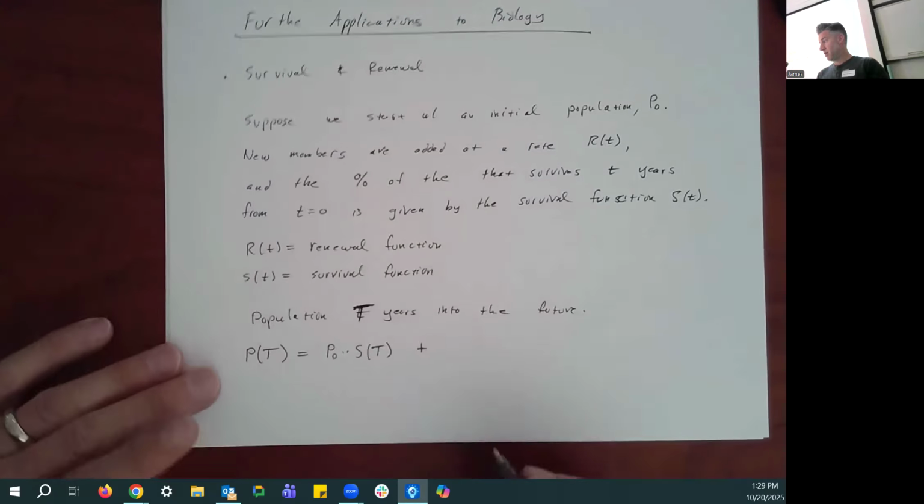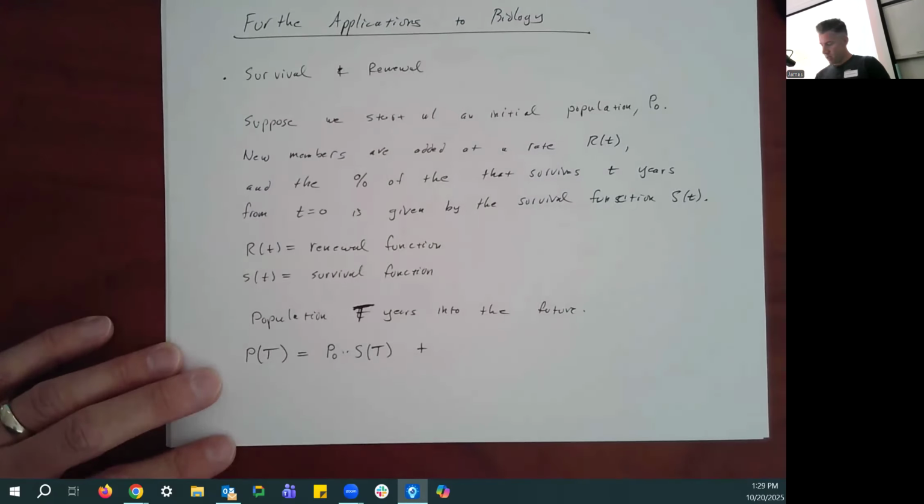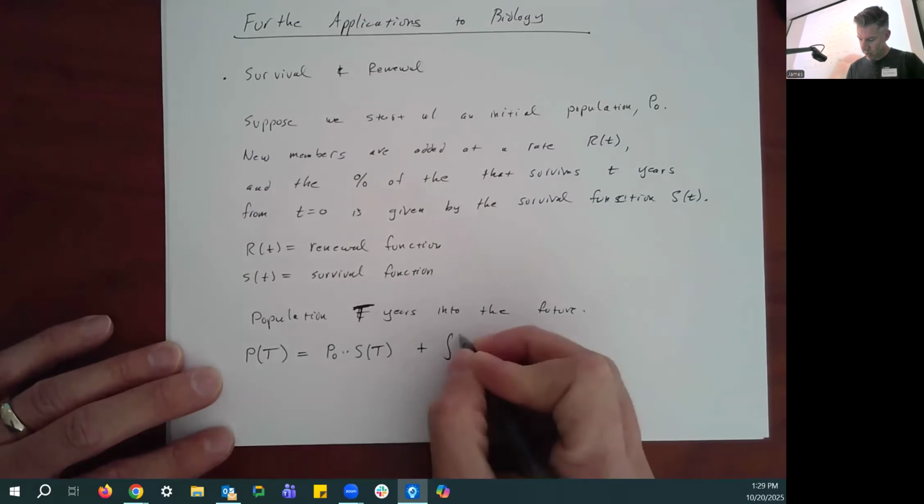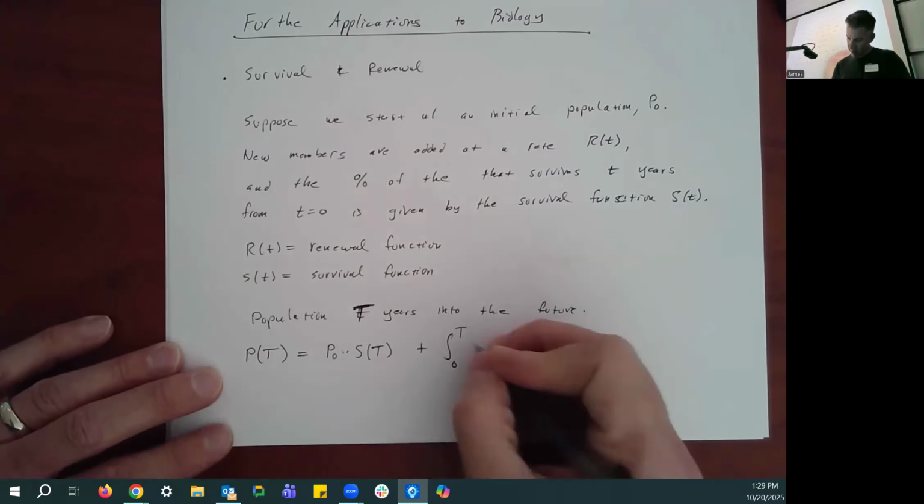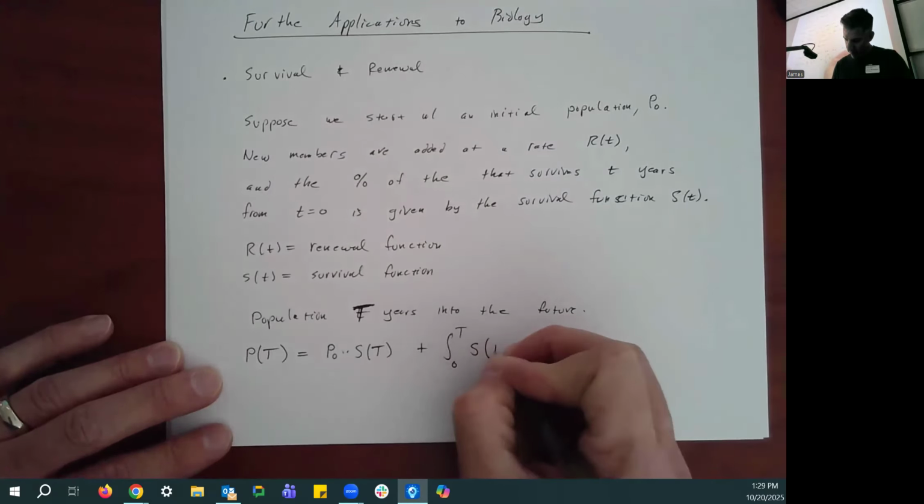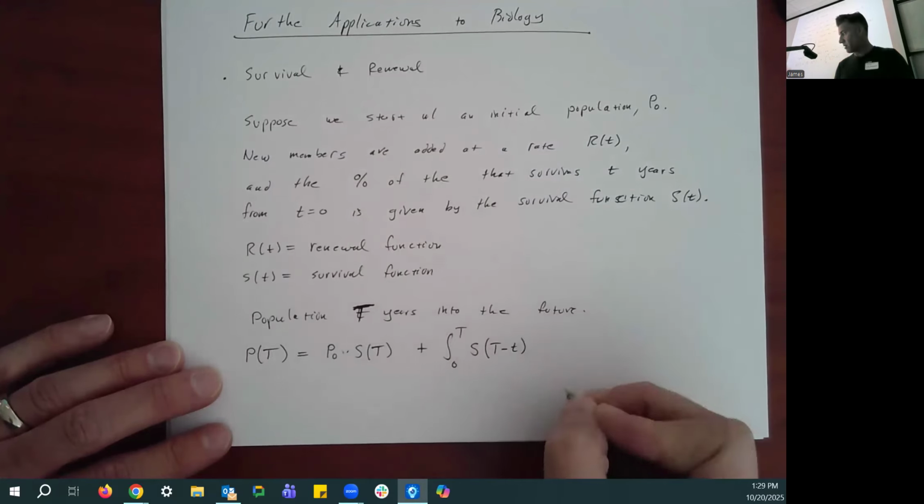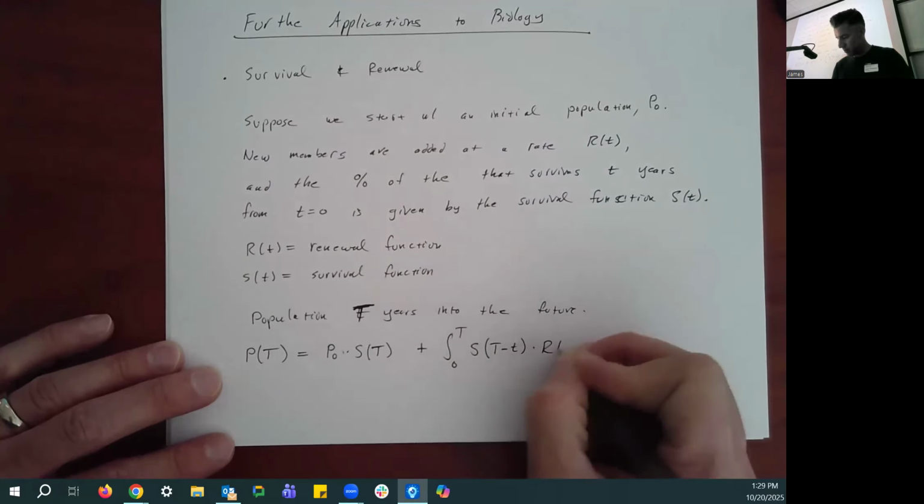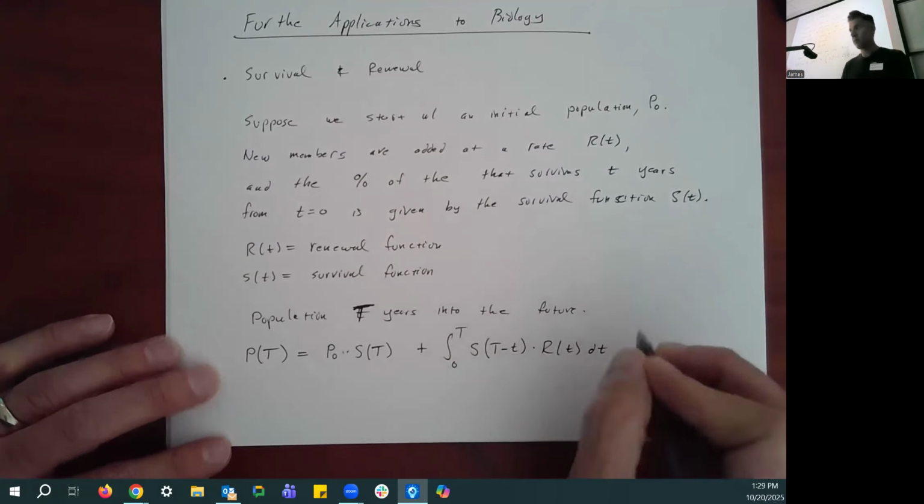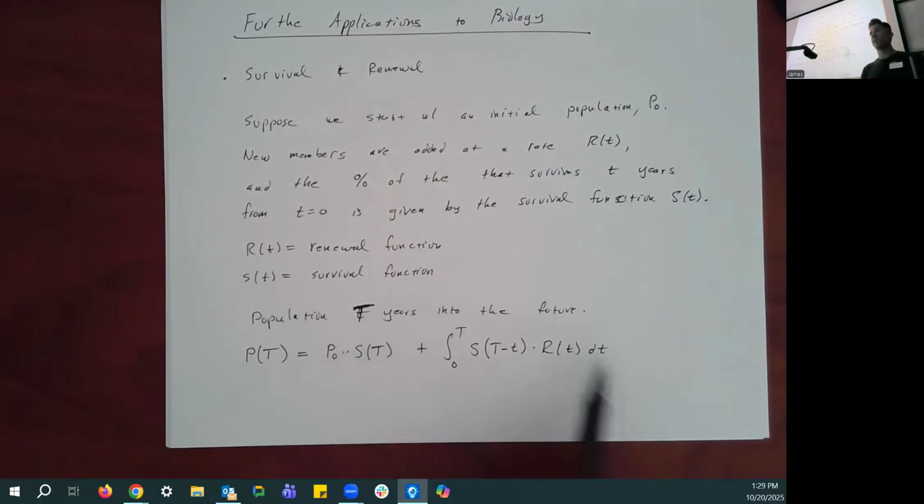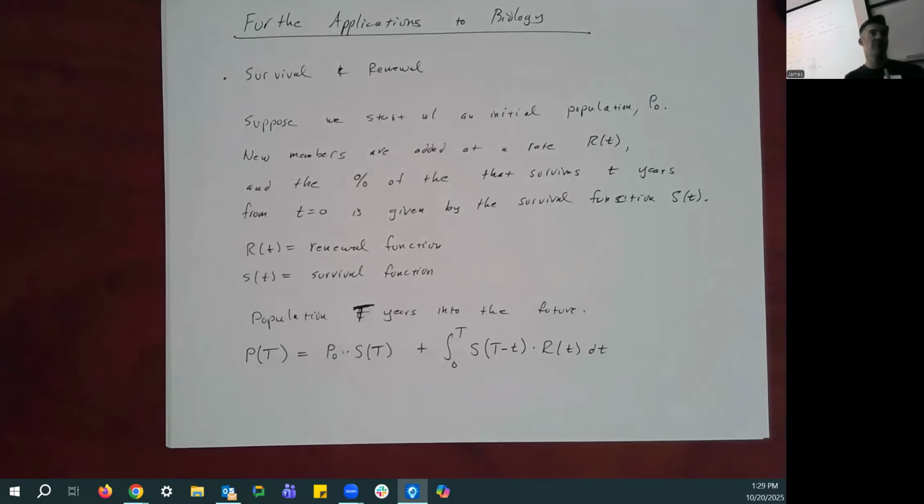Plus the integral, oh, sorry, what'd you get here? Yeah. The integral from 0 to capital T, this is the part that's kind of weird, S of capital T minus little t times R of little t dt. Essentially, this part here is calculating at the same time the number of new members you're adding along with the fraction of them that survive long enough to get counted. Which I know feels like a lot to say right there, but that's what's happening there.